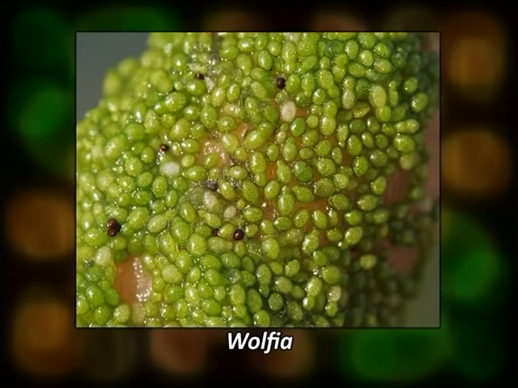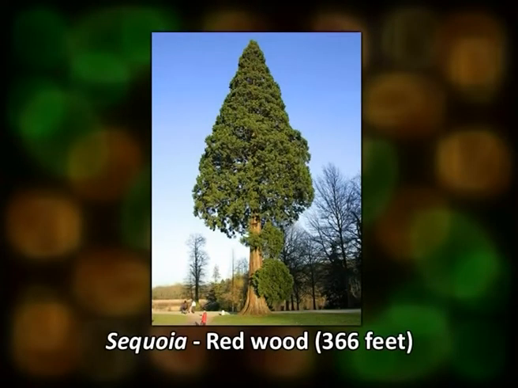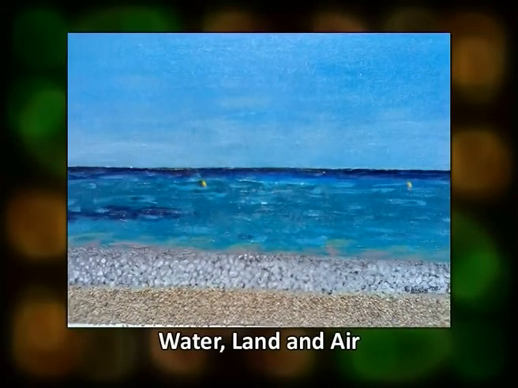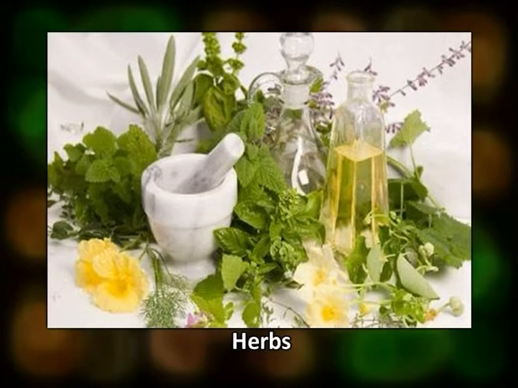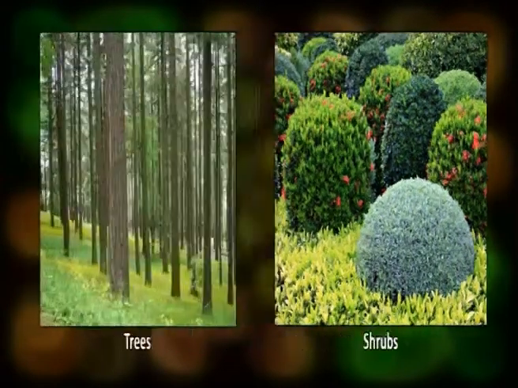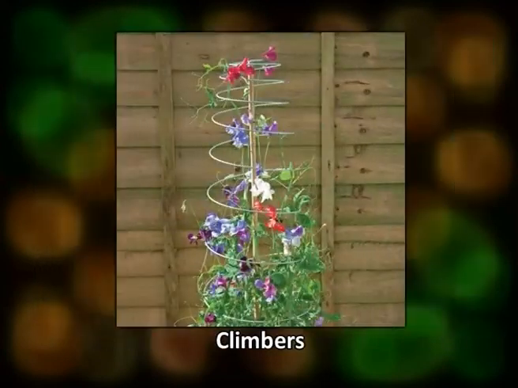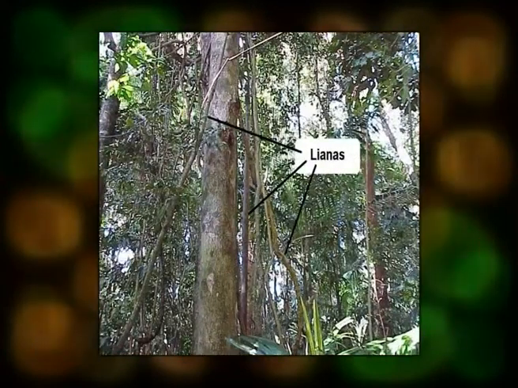They have adapted to diverse ecological conditions and have evolved successfully on the face of Earth with different characteristics. They range from the smallest plant, Wolfia, to very large trees of the world, Sequoia, redwood. They live in water, on land, and in the air. They include herbs, shrubs, trees, climbers, and lianas.